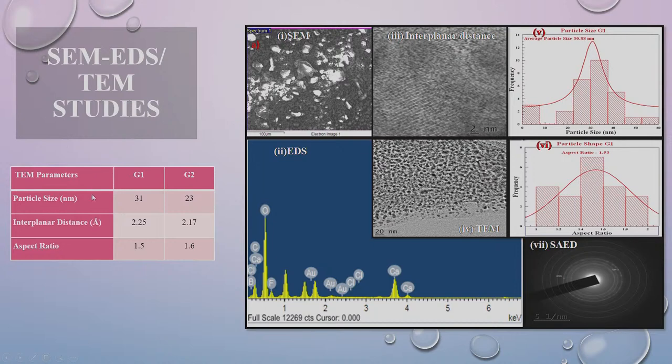Here I was able to check the interplanar distance, it was clearly visible at the 2 nanometer scale, and it was found to be around 2.25 and 2.17 for the glasses. This correlated very well with the X-ray diffraction studies, as well as what we see here: glass 1 was exhibiting 31 nanometers, and glass 2 was exhibiting 23 nanometers.